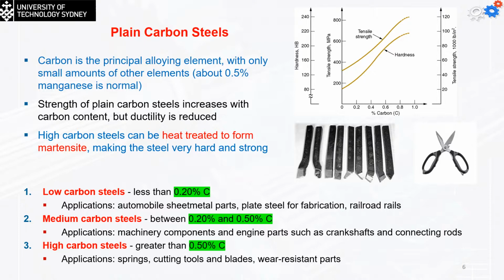And for the medium carbon steels, which have a carbon percentage between 0.2% and 0.5%, the applications are machinery components and engine parts, such as the crankshaft and the connecting rods. And the last one is what we call the high carbon steel, where the carbon percentage is greater than 0.5%, up to 2.11. The applications for that are springs, cutting tools, and plates.